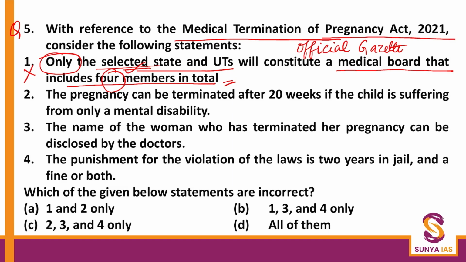The pregnancy can be terminated after 20 weeks if the child is suffering from only a mental disability. This makes the statement wrong. Only a mental disability? Even if physical disability is there.